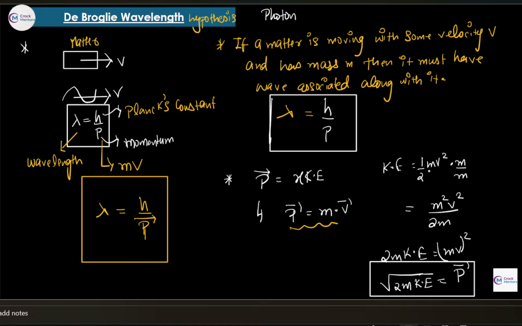We know that kinetic energy is equal to half mv square. I have multiplied m to the upper side and the lower side as well. After solving this, I have clubbed them: m square into v square upon 2m, and that can be written as mv to the whole square, and mv is nothing but momentum. After solving, we find that it is equal to under root 2mp.